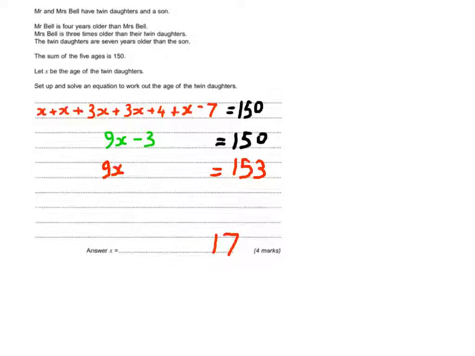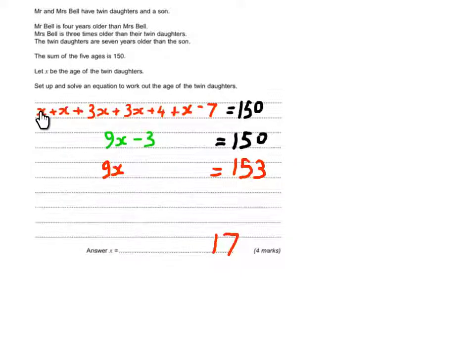Mr. and Mrs. Bell have twin daughters and a son. Mrs. Bell is 4 years older than Mr. Bell. Mrs. Bell is 3 times older than their twin daughters. Their twin daughters are 7 years older than the son. The sum of the 5 ages is 150. Let x be the age of the twin daughters.